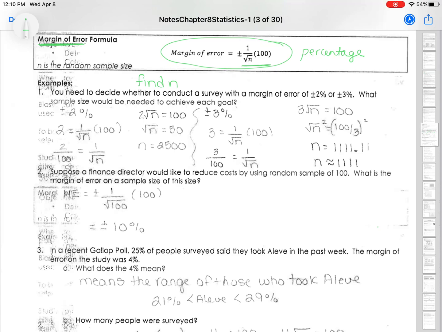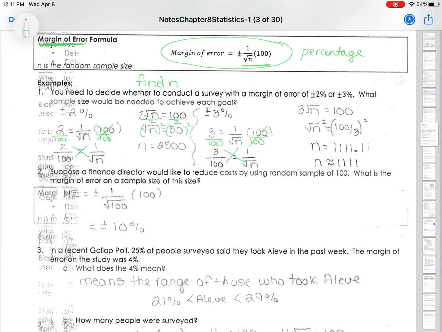If we talk about 2%, we're going to set 2 equal to the equation that we have up here. It's positive 2% for right now. Yes, we can account for the negative, but you don't need to write the negative for right now. So it's 1 over radical n times 100. We're going to start to isolate the n, so we divide by 100 on both sides. We get 2 over 100 equals 1 over radical n. It's a proportion, so we cross multiply. So 2 radical n equals 100. We divide by 2, so radical n is 50. In order to get rid of a radical, you square both sides. So you end up with 2,500. That's the sample size.